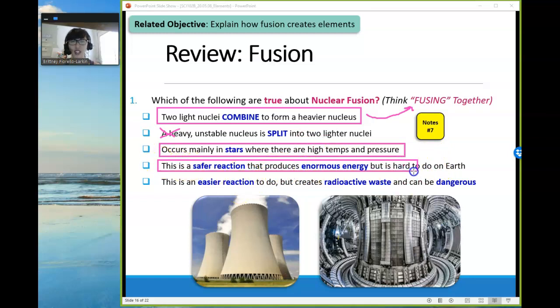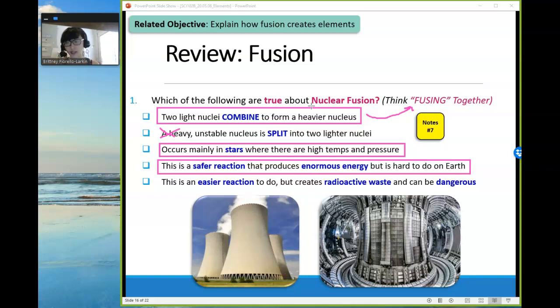Remember, this is actually a safer reaction and it produces an enormous amount of energy because it does power our sun, obviously, which is a star. So it's a really safe reaction because, again, hydrogens don't naturally want to form helium, and so if the reaction were to go wrong, it would just stop because they're like, we don't want to do anything anyway, so we're just going to stop.